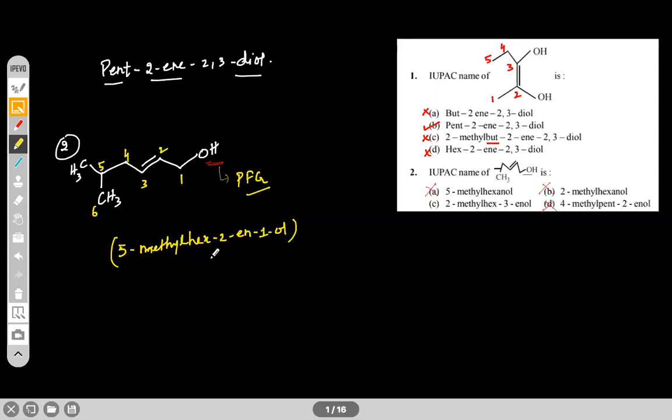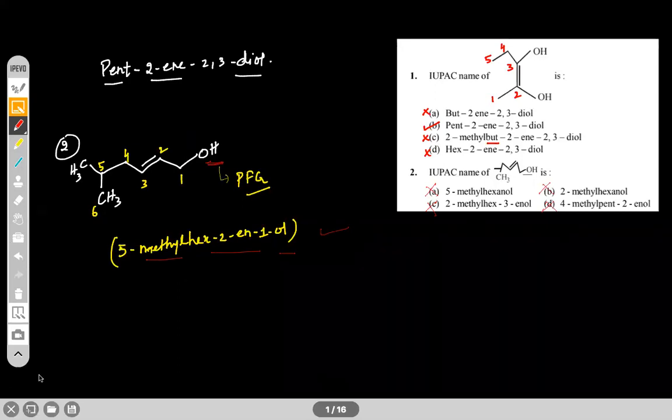So you see in this one, none of the options are correct, right? Hence the name of the compound is none of ABD. This is also wrong, so we'll ignore this one. This is also wrong. The correct answer is 5-methyl hex-2-ene-1-ol. This is the right answer we have. Okay, fine. Now you see the next one.